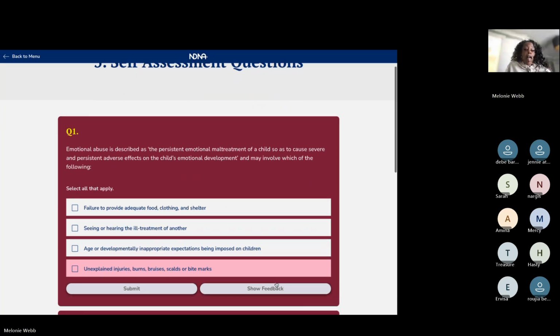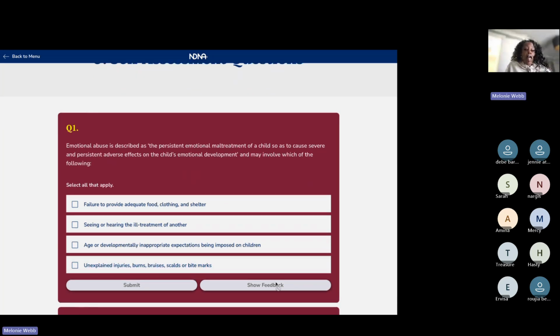So, tick all that apply. Emotional abuse is described as the persistent emotional maltreatment of a child so as to cause severe and persistent adverse effects on the child's emotional development and may involve which of the following? Does it involve failure to provide adequate food and clothing? Emotional abuse.